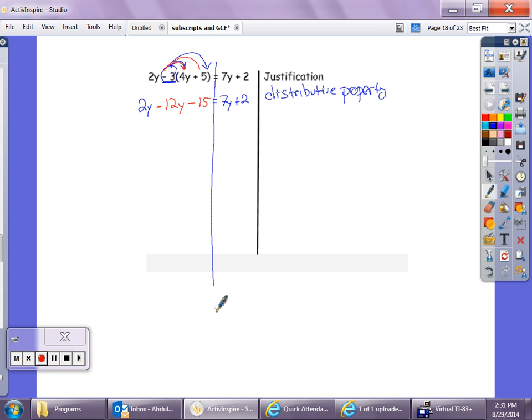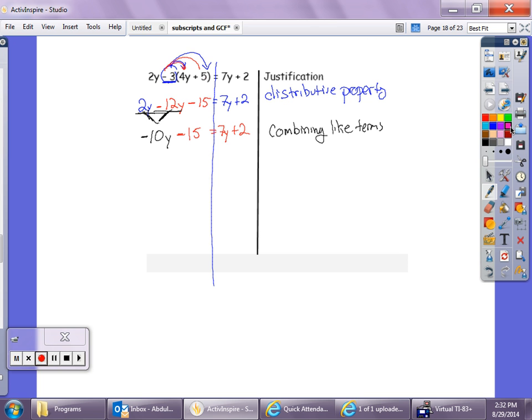Now there's a few things we can do. There's variables on both sides, but I also have two y terms right here. So what I can do is put these y's together. So I can combine my like terms. Well, 2y minus 12y gives me negative 10y. That was combining my like terms. That allowed me to put them together. Now we can just write everything else down. So now we have our entire equation.